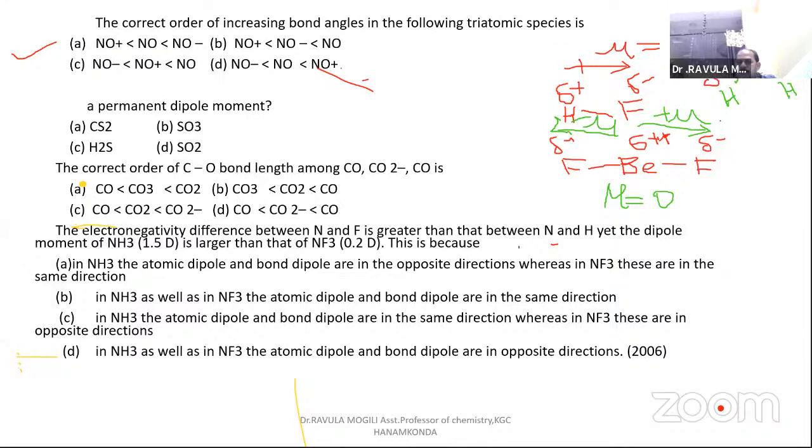Hydrogen gets a partially positive charge. The bond pair of electrons moves towards oxygen. Here also this is a negative charge, so delta minus. Hydrogen gets a partially positive charge.